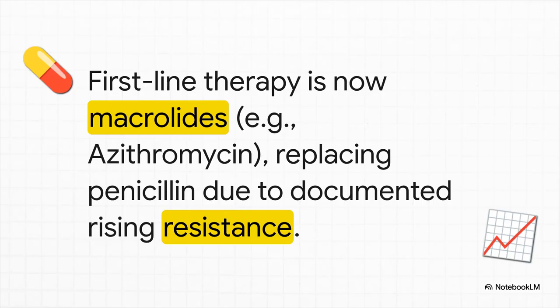And that brings us to this, a really big deal that just happened in 2024. The World Health Organization officially updated its guidelines. Because of documented rising resistance rates around the world, penicillin is no longer the recommended first-line agent. Macrolides, like azithromycin, are now the go-to treatment.